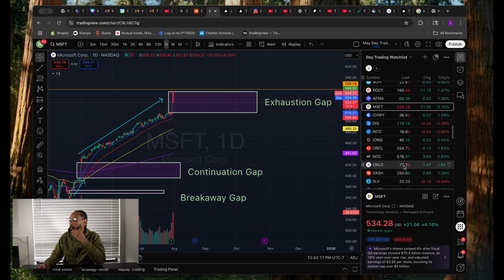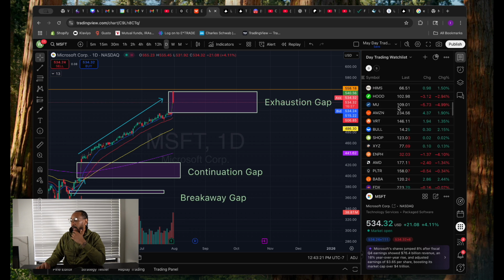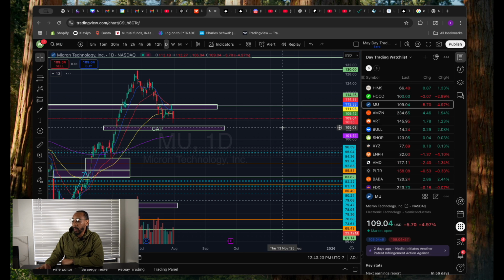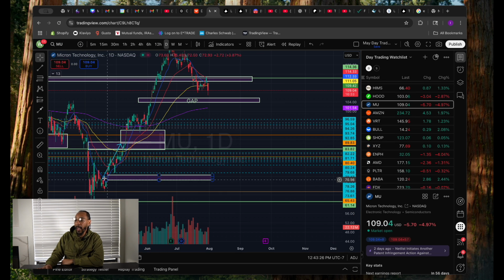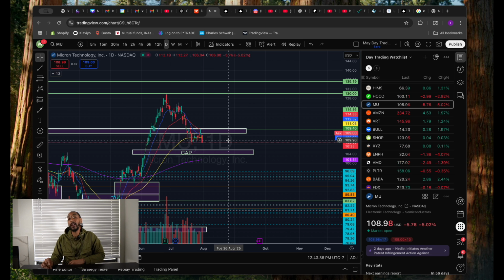And then you go to MU, right? And it's the same exact thing, right? We got the breakaway gap here, uptrend, continuation gap, boom, boom. And then it went higher. And now we got an exhaustion gap up here. And then it never came up higher. And it's just been riding down ever since. All right.